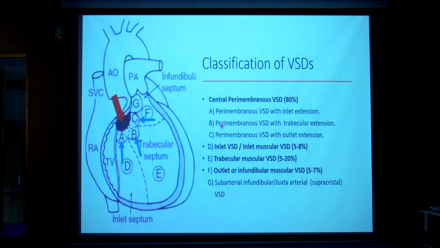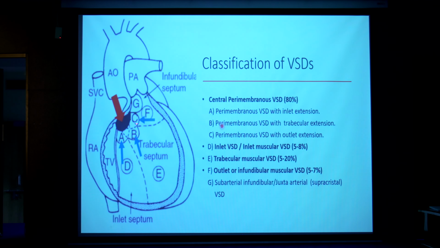Based on this, the VSDs are classified into central perimembranous VSDs. The VSDs that are located in the membranous portion of the septum are called membranous VSDs. Since they extend either to the inlet, or to the trabecular, or to the outlet, they are called perimembranous. It extends outside the membranous septum. So that's why they are called perimembranous.